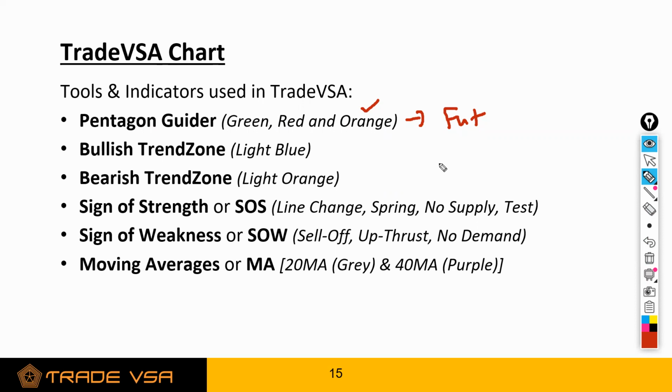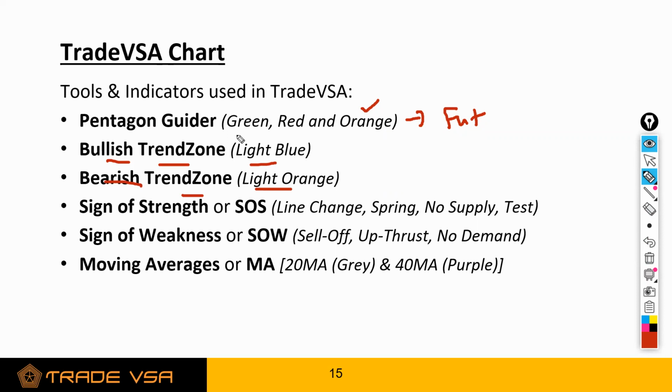Okay, which means you short using the red pentagon, you exit using the orange pentagon. You can do it this way. Of course, the trend zone will also change. The bullish trend zone is the light blue color on the background, and the bearish trend zone is the light orange background.